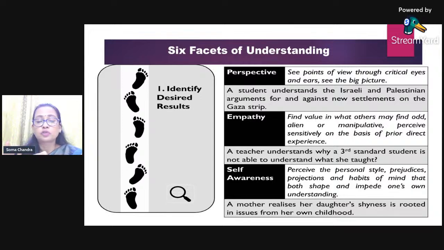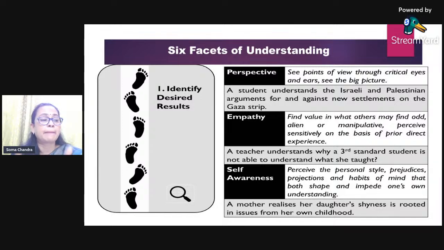See points of view through critical eyes and ears. See the big picture. A student understands the Israeli and Palestinian arguments for and against new settlements on the Gaza Strip. So take up something which is happening, ask them for their point of view, and then ask them to write a descriptive essay or an argumentative essay.